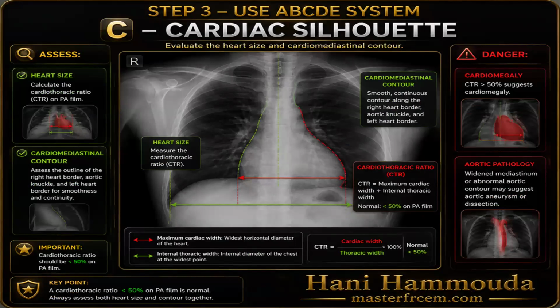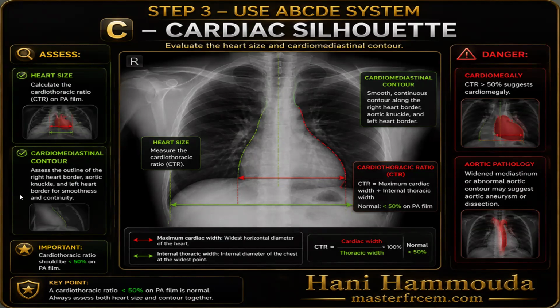The next one is the cardiac silhouette. For the cardiac silhouette, we are checking the heart size. The normal heart size should be less than 50% of the diaphragm width. If you put an imaginary line from the end of each diaphragm and measure the width of the heart, the heart width should be less than the diaphragm width. That means it's a normal cardiac size.